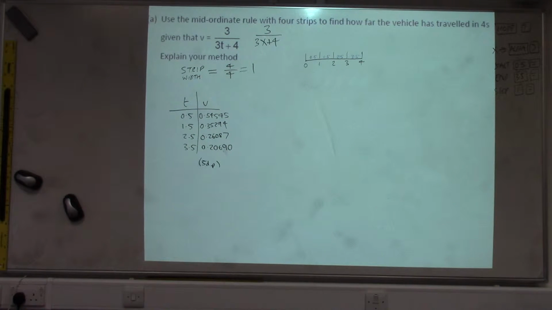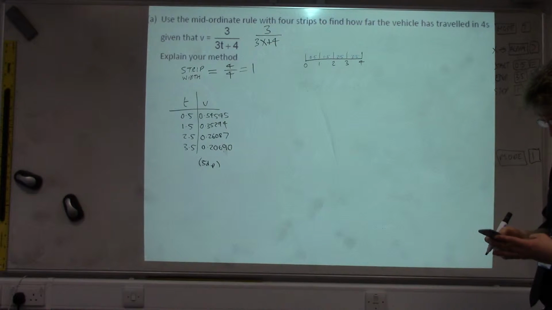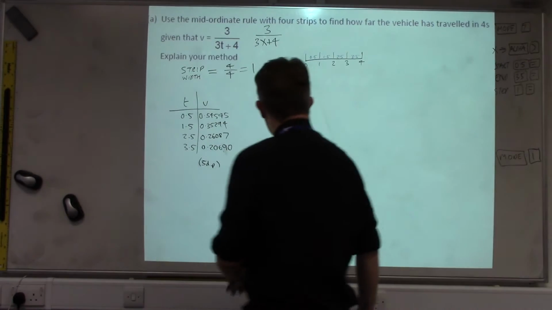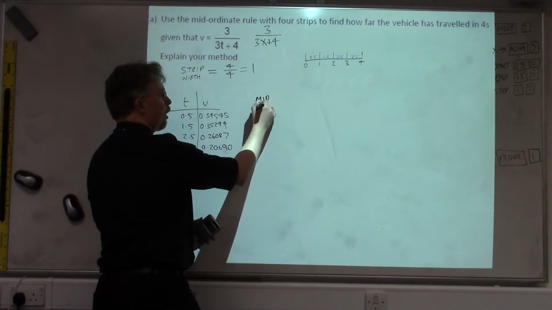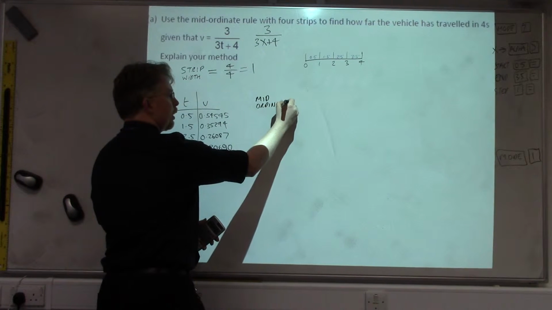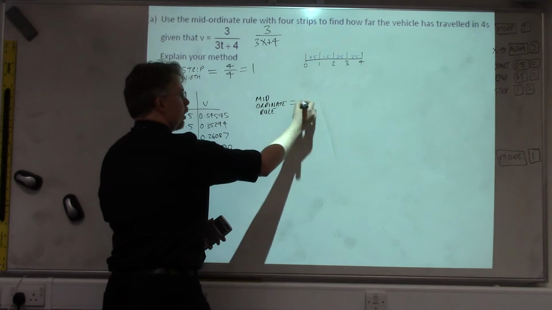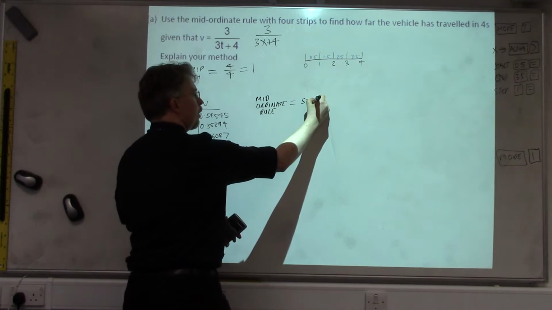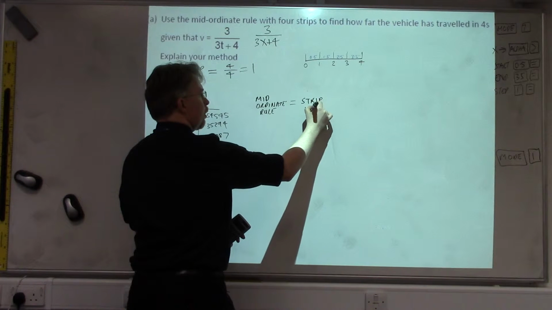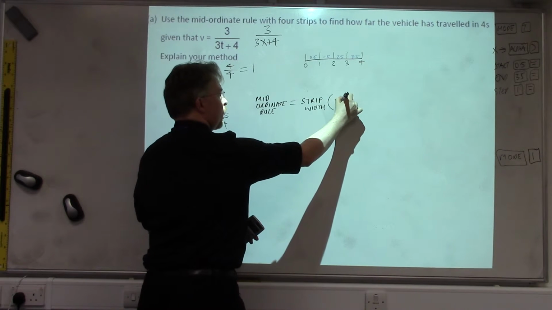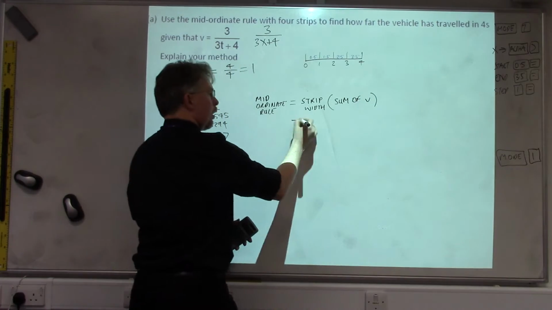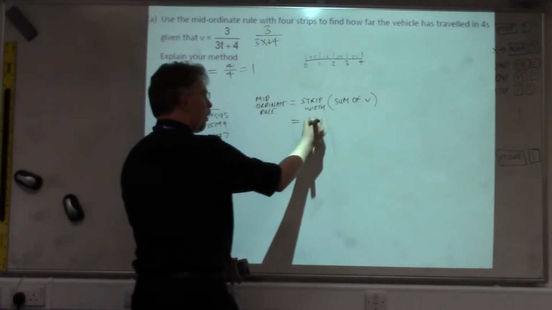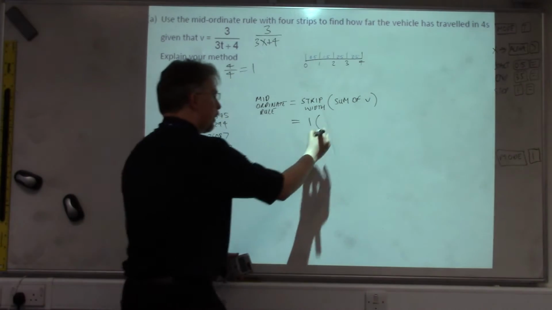Right, so I need to convert back to normal mode. To go back to normal mode on the calculator, we press mode 1. Now for the mid-ordinate rule, you use the formula: it's the strip width times the sum of the V. In this case, the strip width is 1, so 1 times, open bracket, all these numbers added up.